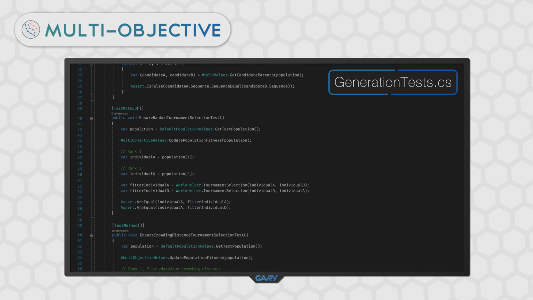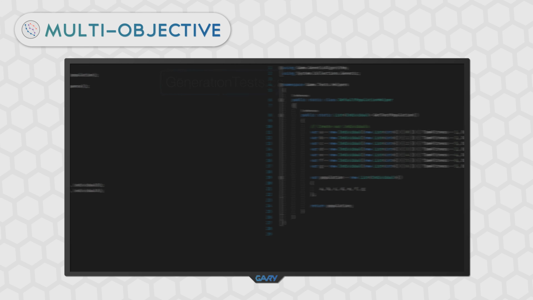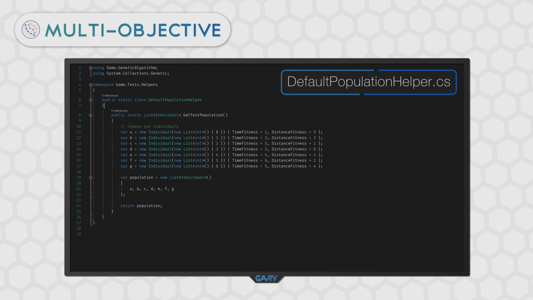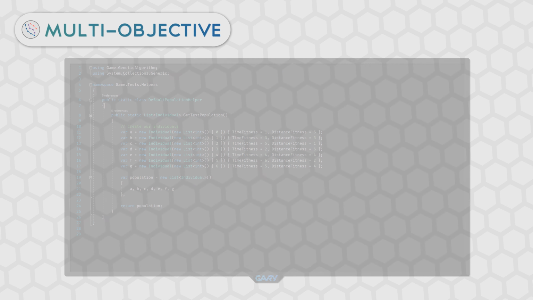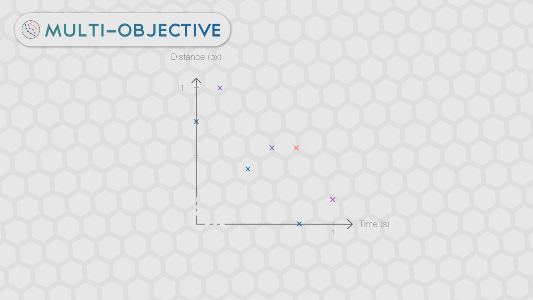That's not a super trivial thing to check, so to help with that, I've created a method called getTestPopulation. Looking inside that, we can see that we are hard coding some individuals. So let's get those up on a map and see what they look like. Awesome, so from this we can see that A, B, and C should all be on front 1, D, E, and F should be on front 2, and G should be on front 3.